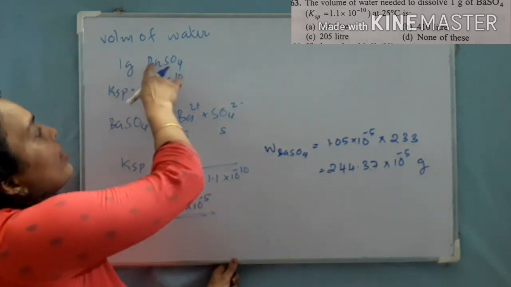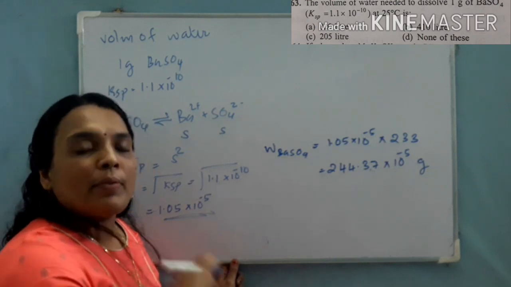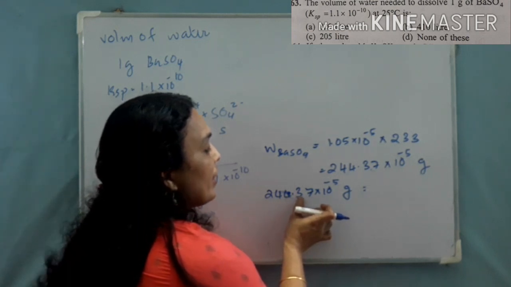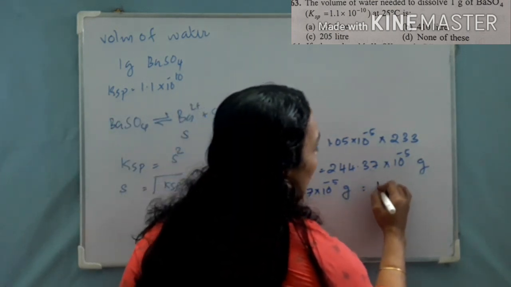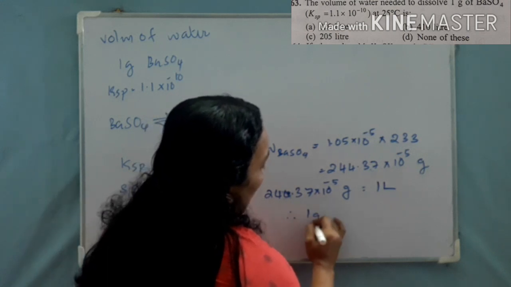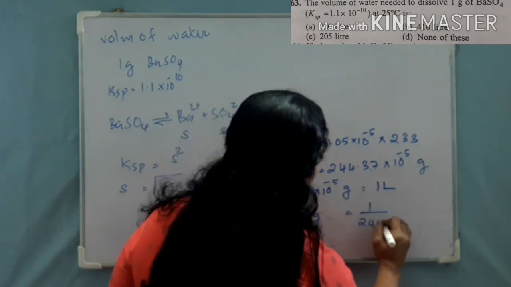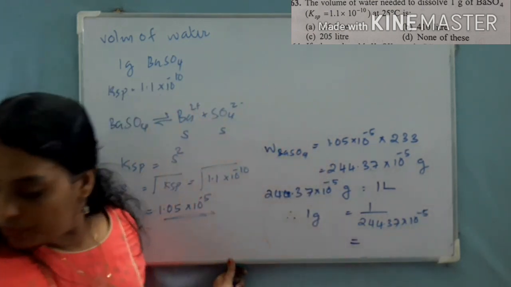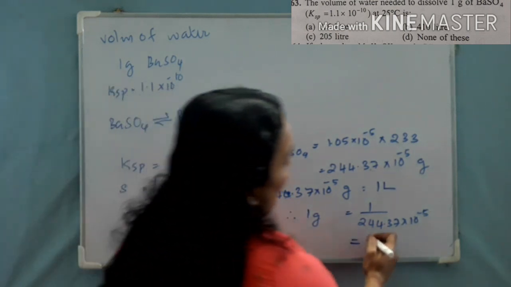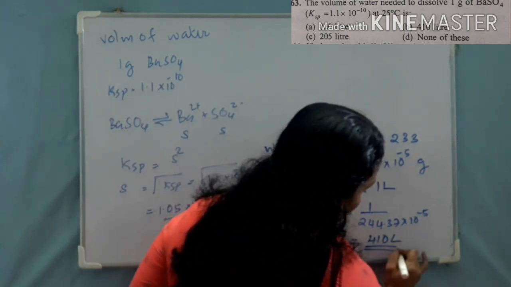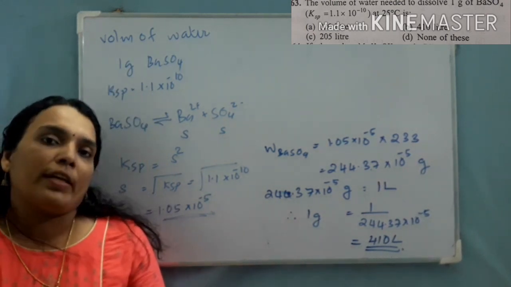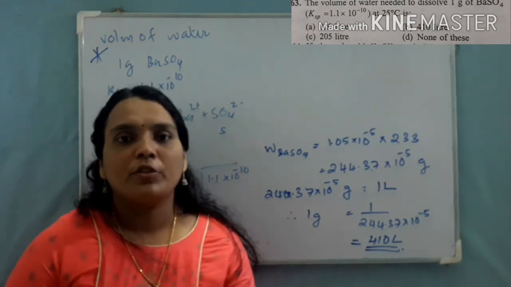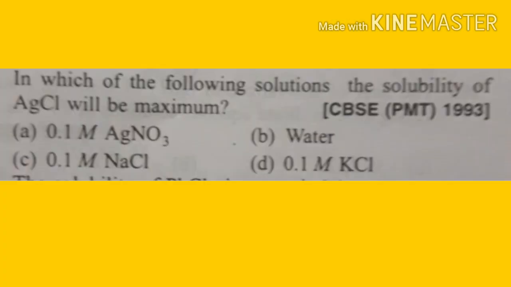So what is our question? The volume of water required for 1 gram of barium sulfate. 244.37 into 10 raised to minus 5 gram requires 1 liter. Therefore 1 gram requires 1 by 244.37 into 10 raised to minus 5, that is equal to 410 liters. This is also a very important question. Clear? Next question.